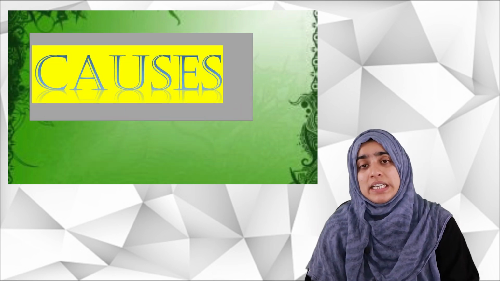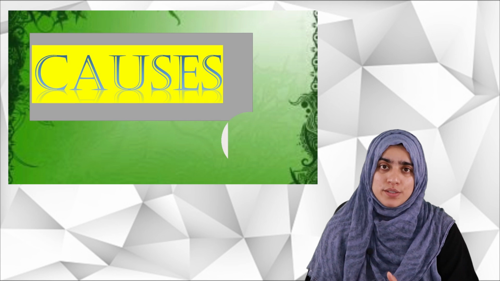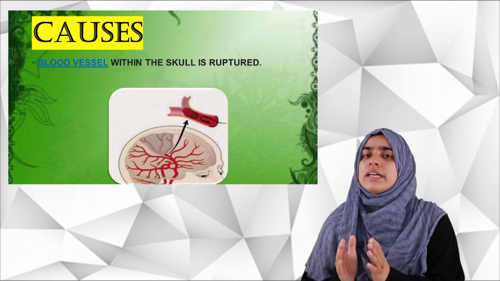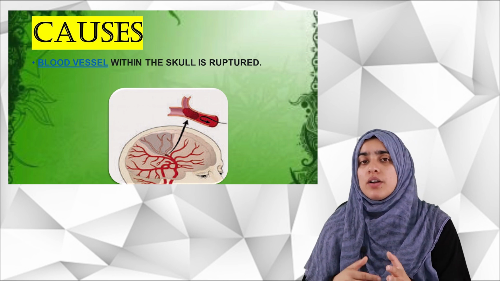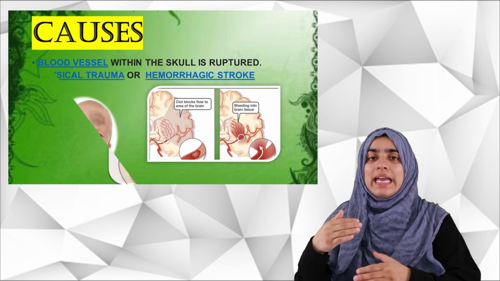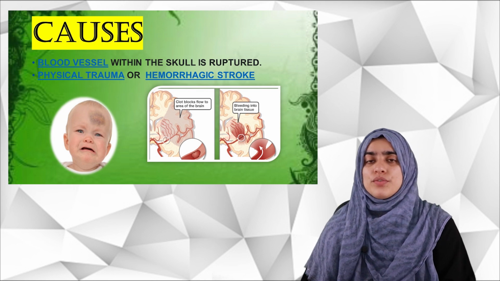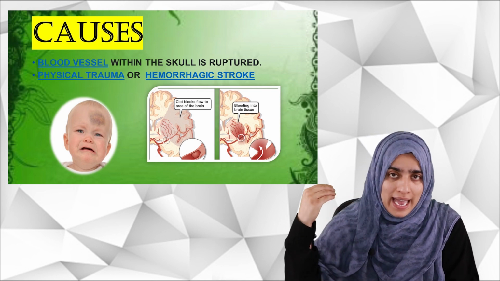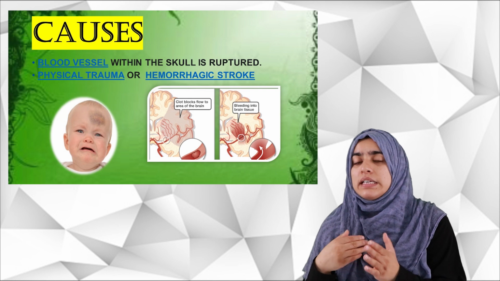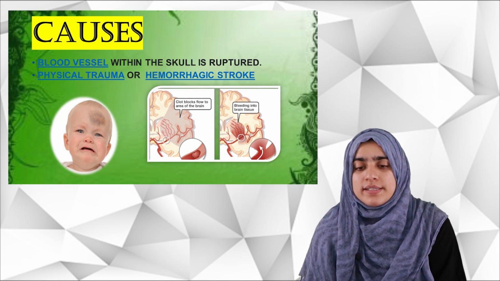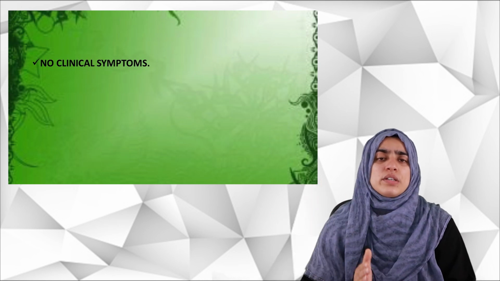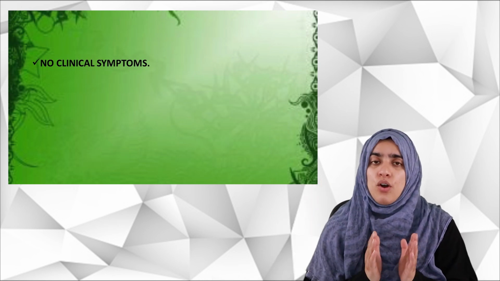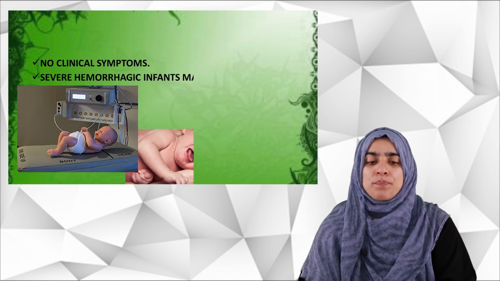How is this intracranial bleeding caused? It's caused when a blood vessel within the skull ruptures or leaks. It can result from physical trauma, such as a head injury, or from non-traumatic causes, for example, hemorrhagic shock. The majority of infants will not have any clinical manifestations.